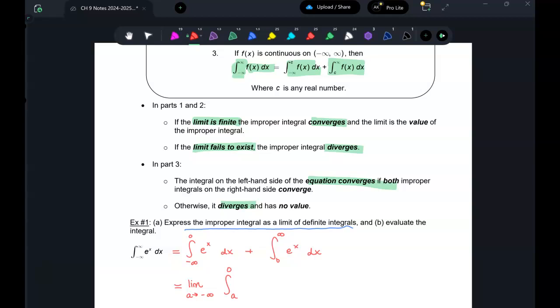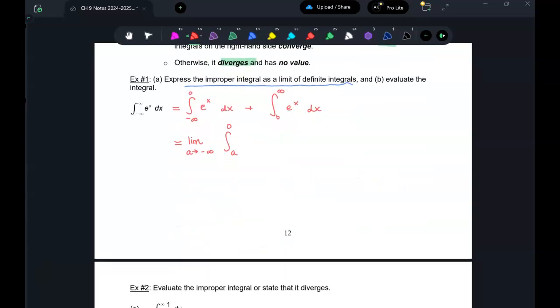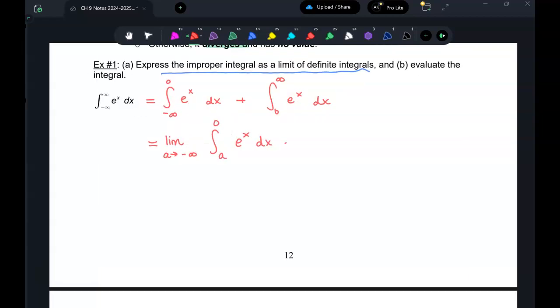I could have used 1,000, or 2. Can you zoom in a little bit, please? Thank you. And then I'm going to rewrite this one. Why did you go to 0? Limit as b approaches infinity from 0 to b.